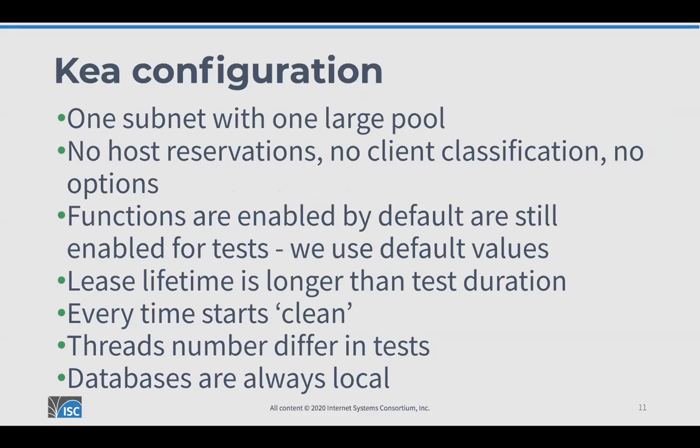For all tests we executed, for Kea we used as simple a configuration as possible. It's just one subnet with one large pool. We used no host reservation, no client classifications, no options, no shared networks. All the functions enabled by default are still enabled in our tests. Lease lifetime is longer than test duration, so we don't have expired leases or reclamations during those tests.